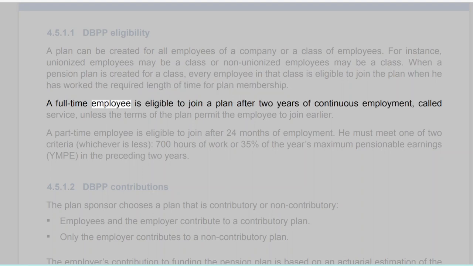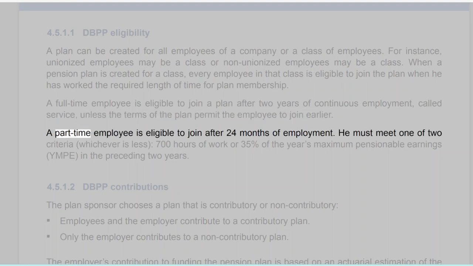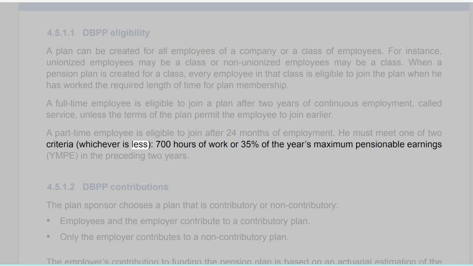A full-time employee is eligible to join a plan after 2 years of continuous employment, called service, unless the terms of the plan permit the employee to join earlier. A part-time employee is eligible to join after 24 months of employment. He must meet one of two criteria, whichever is less: 700 hours of work or 35% of the year's maximum pensionable earnings, YMP, in the preceding 2 years.